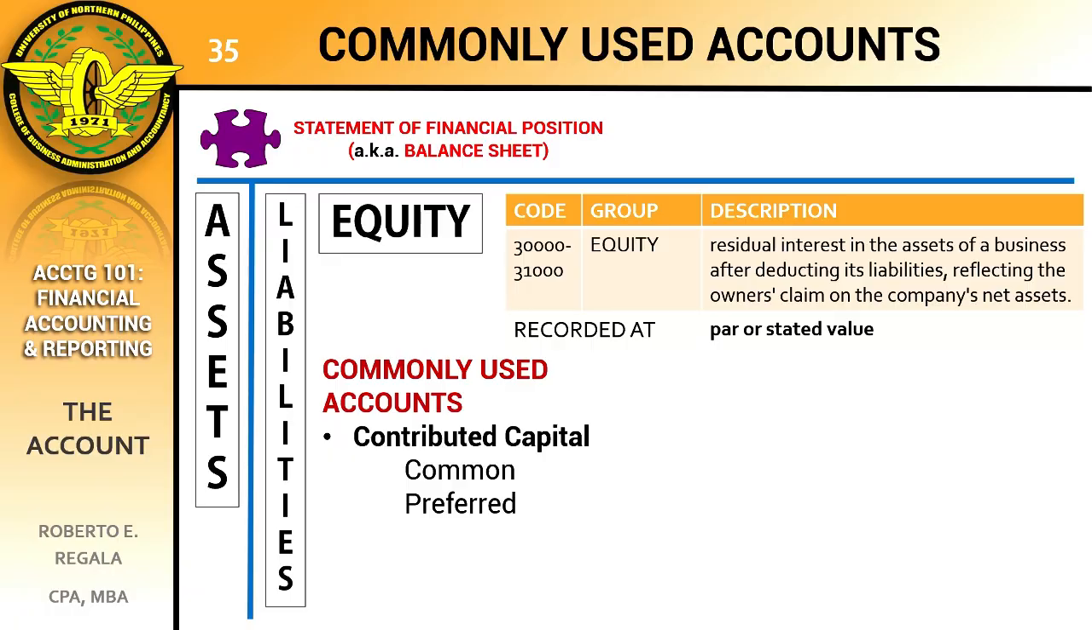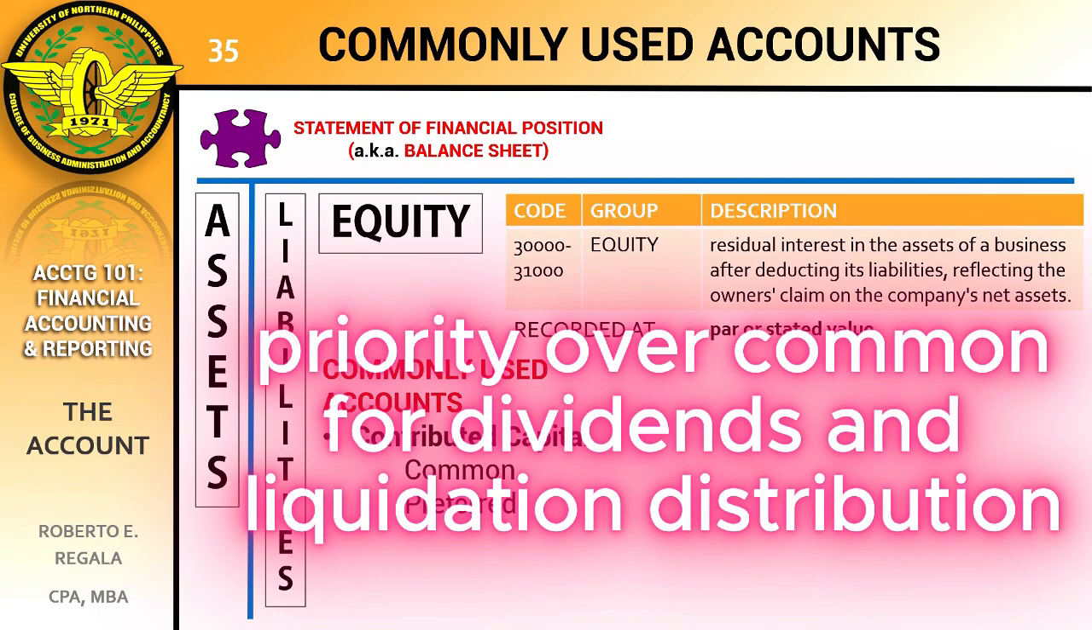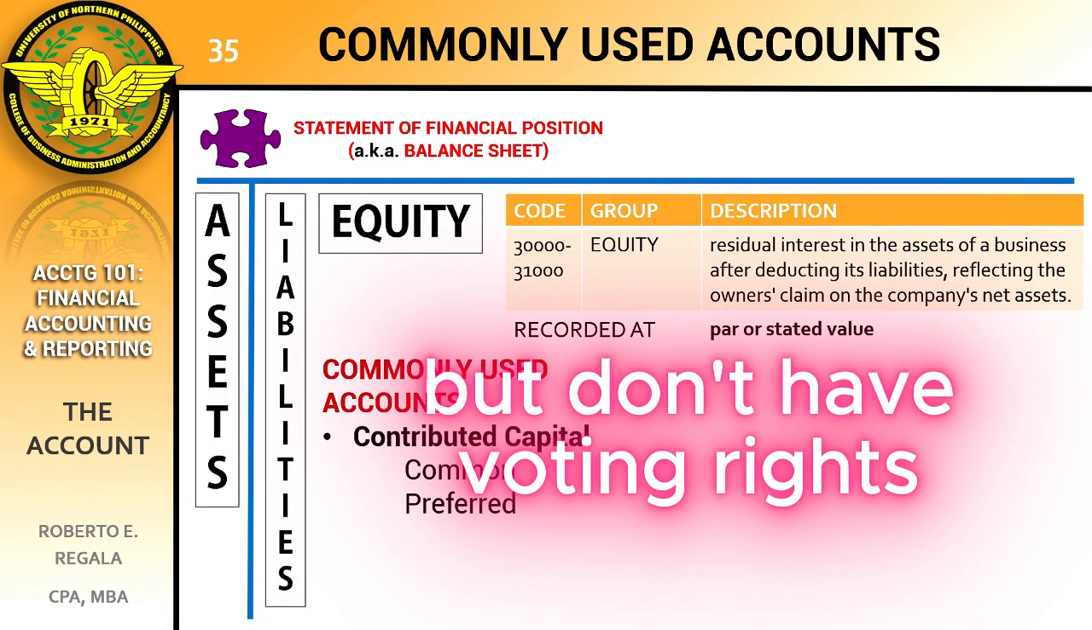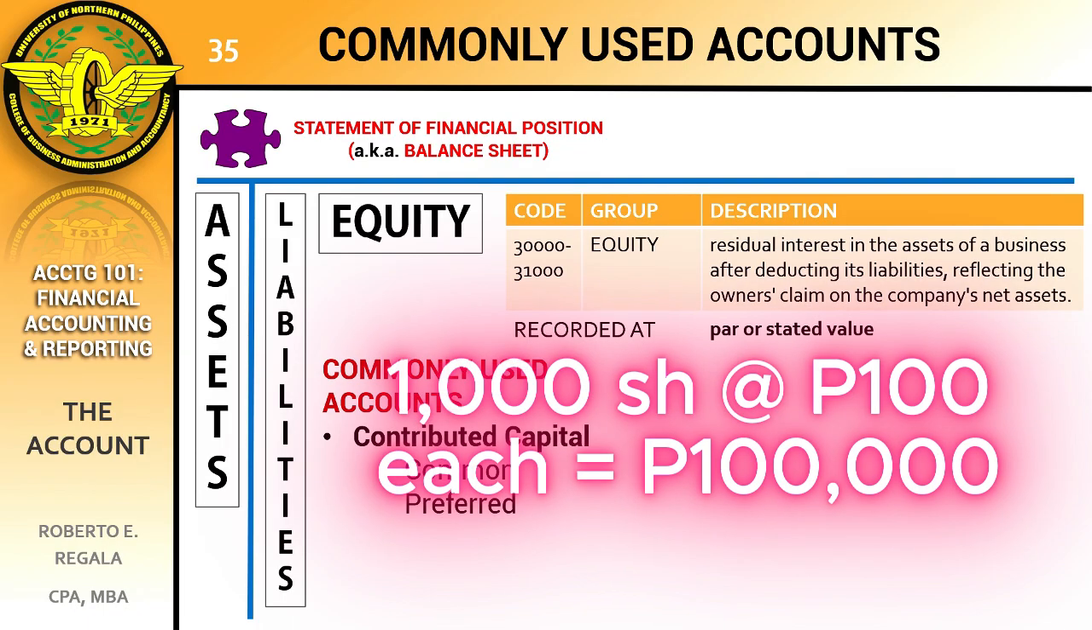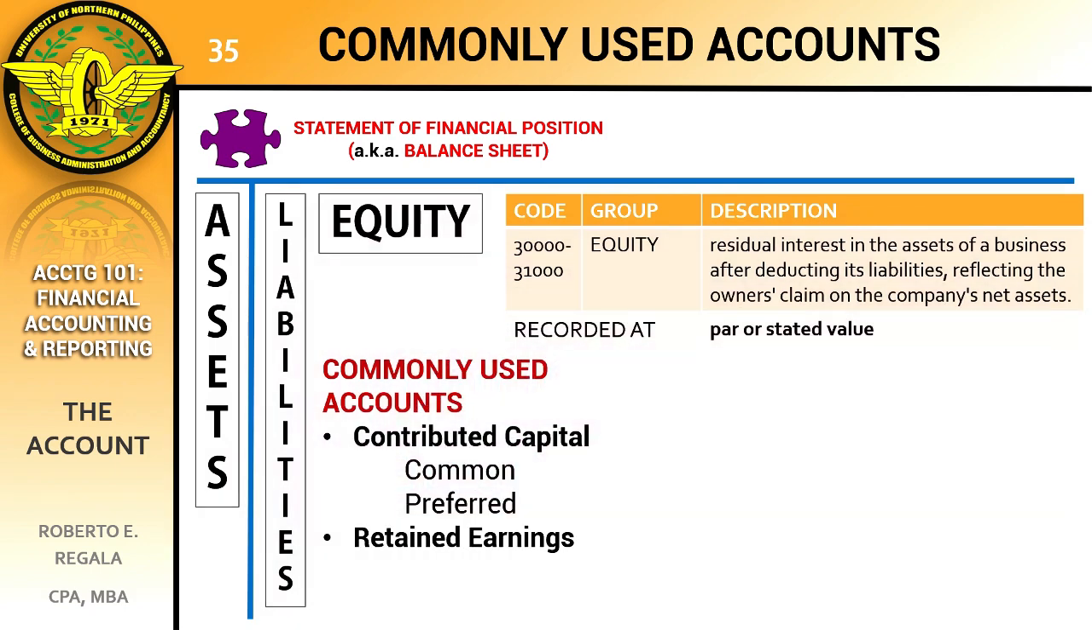Preferred. These shareholders get priority over common stockholders for dividends and liquidation distributions, but usually don't have voting rights. For example, if a corporation issues 1,000 shares of preferred stock at 100 pesos each, it results in 100,000 pesos in preferred stock.